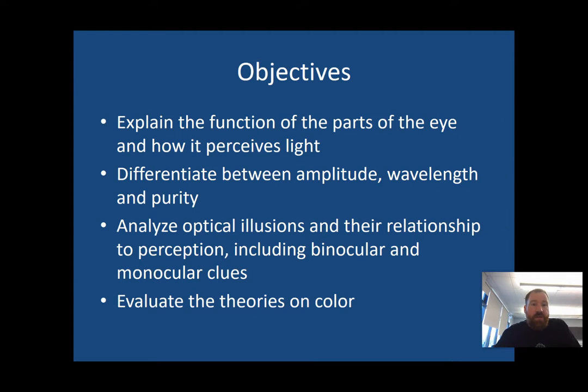So our objectives are to explain the parts of the eye and how it perceives light. We're going to talk about the difference between amplitude, wavelength, and purity. We will ultimately look at optical illusions and how we can learn about how we see from optical illusions, including learning about things about depth cues like monocular and binocular depth cues. And then we'll eventually talk about color vision and how we see color and other objects and all those kinds of things. So, like I said, there's a lot here.